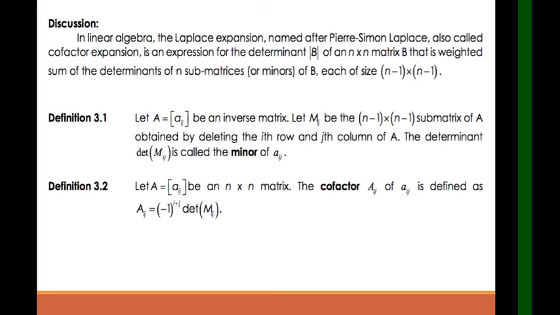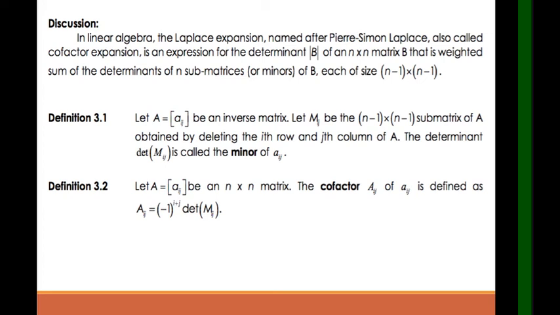called the cofactor expansion, is an expansion of the determinant of an n by n matrix B that is a weighted sum of the determinants of n submatrices or minors of B, each of size n minus 1 times n minus 1.